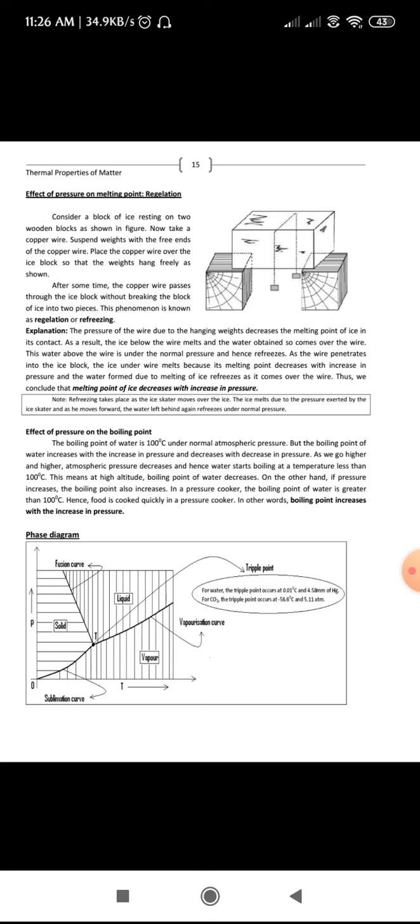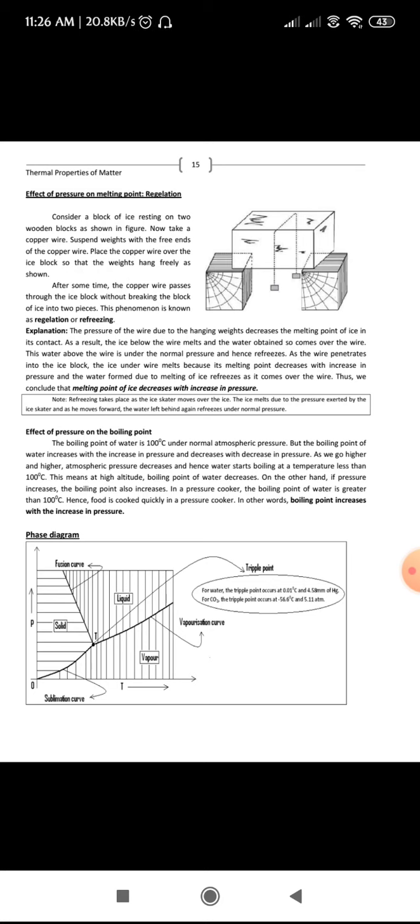In the figure you can see there. Before coming to the figure, let me explain the first paragraph so that it will be easier for you to understand. Consider a block of ice resting on two wooden blocks as shown in the figure. Now take a copper wire and suspend weights from the free ends of the copper wire. Place the copper wire over the ice block so that the weights hang freely as shown.